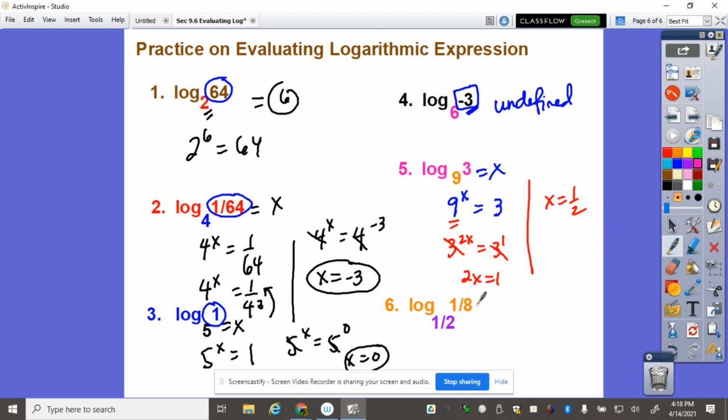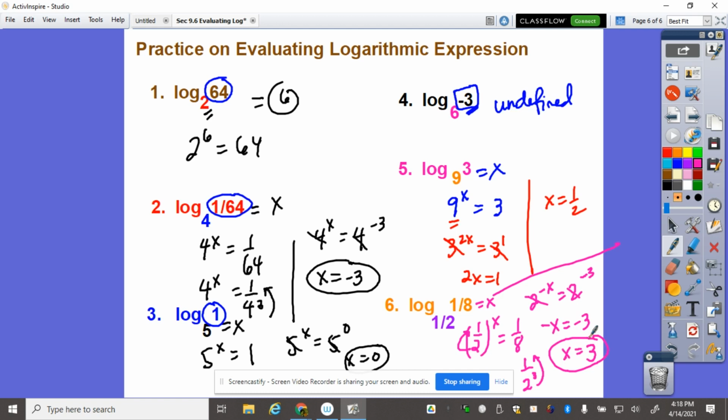Last problem here, I have log of 8 with a base of 1/2 equal to x. So I will have 1/2 raised to x is equal to 8. We know that I can bring the 2 up there. That will give me 2 to the negative x. I can change the 8 to 2 to the third, and the exponent will go up. That will make it 2 to the negative 3. So therefore, the 2s cancel out. That will leave me negative x equals negative 3, or x equals 3.